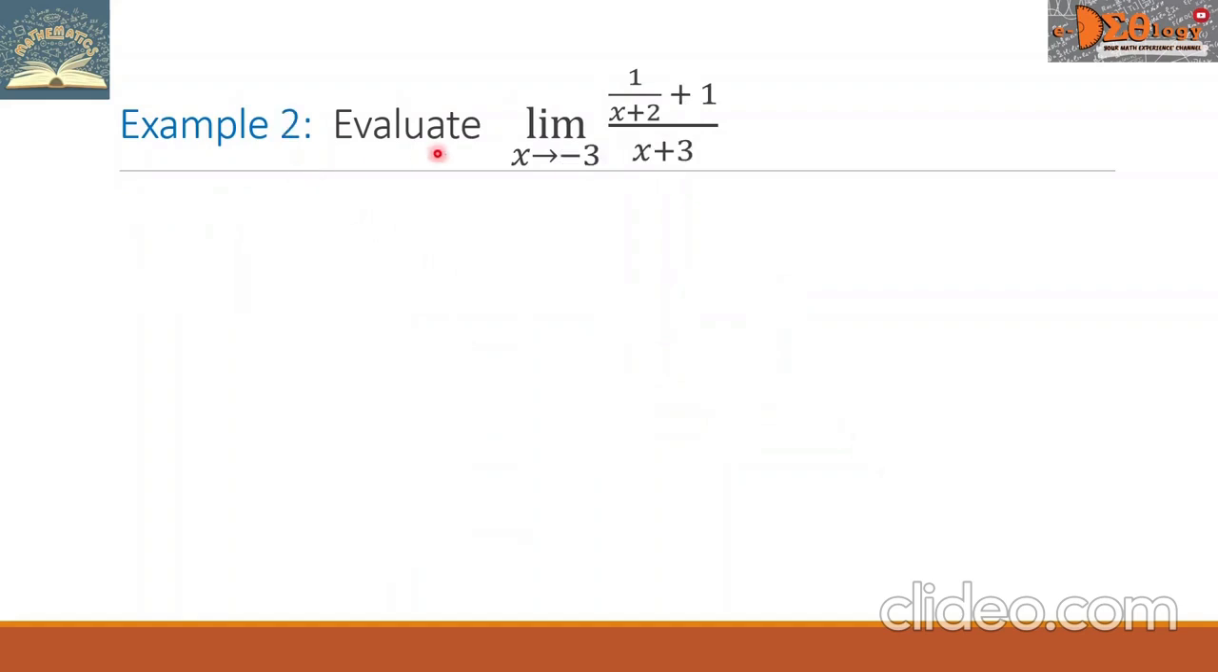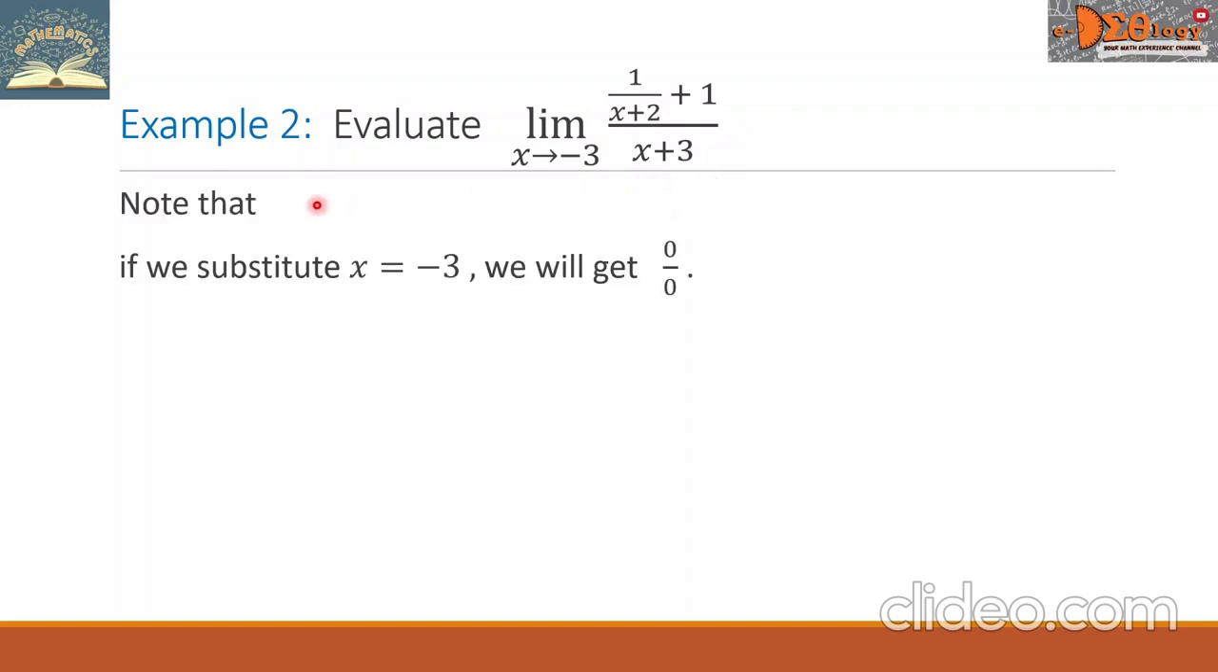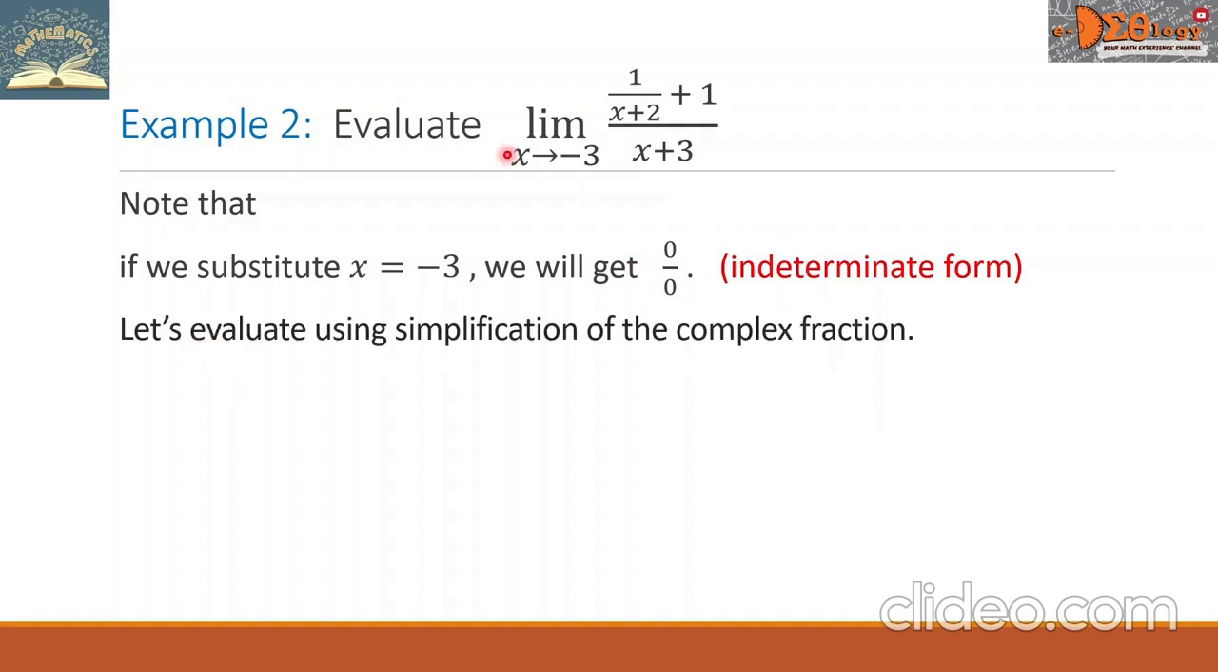Example 2. Evaluate the limit as x approaches negative 3. This is our complex fraction: 1 over x plus 2 plus 1, all over x plus 3. Note that if we substitute x equals negative 3, we will get 0 over 0, and this is an indeterminate form. Again, we will evaluate this limit using simplification of the complex fraction.